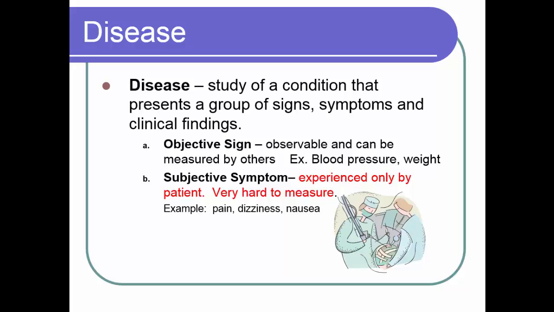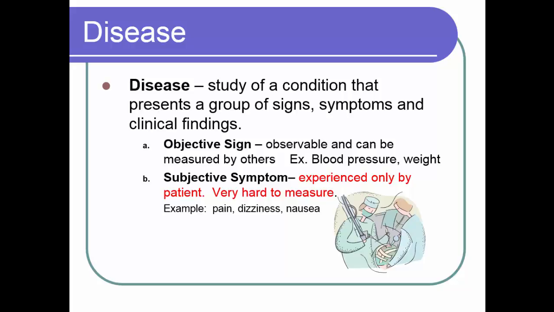A subjective symptom then is opposite of objective. It is experienced only by the patient and it's very hard to measure. The most common subjective symptom is pain. Pain is only experienced by the patient, and it's extremely hard to measure. We can ask a patient on a scale of 1 to 10, how bad is their pain, with 10 being the worst pain ever, but we also know that someone's 10 could also be someone else's 2. So it is subjective in that it depends on the patient's pain tolerance.